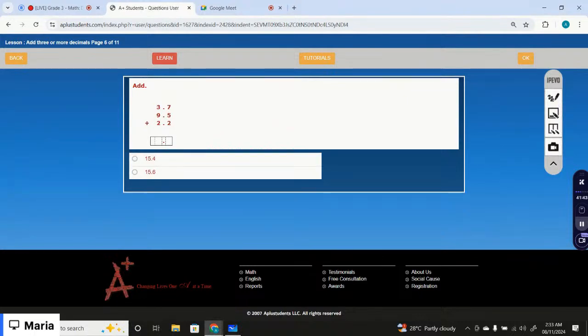Okay, the next one is add 3.7 plus 9.5 plus 2.2. So, how do you add? Option number 1 is the correct option. That is 15.4.